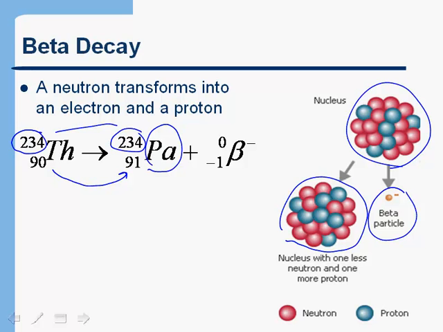Okay? So in beta decay, Z goes to Z plus 1. In other words, we add a proton, but A stays the same. Okay? The total number of nucleons stays the same. By the way, this symbol beta here, that's just the symbol that we use for an electron.